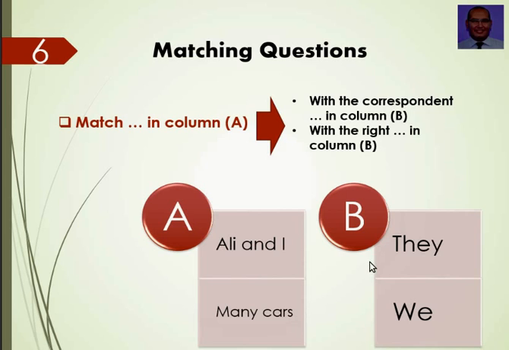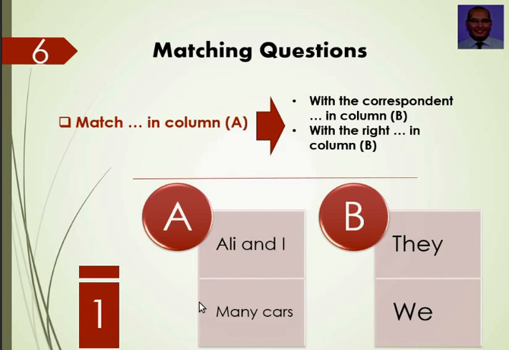Now, how do you write the answer exactly? Don't just do the matching way of using lines and crossing them out, but we usually go for numbering. So next to the items in column A, we write what matches exactly. So here, this is number 1, but number 2 matches it. So Ali and I matches we, and we here is number 2, and so on. And I guess it's clear to all of you.